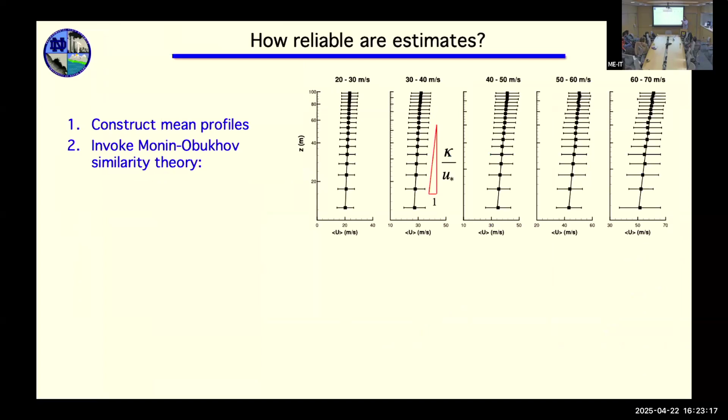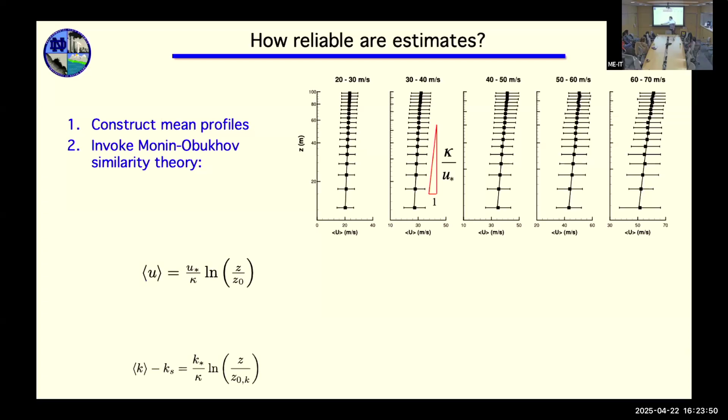And if there's a log layer, MO theory or just log layer theory would suggest that you'd have a straight line if plotted on a semi-log plot. And remarkably, I say remarkably because I didn't really expect this to work out so well, you get something that looks awfully logarithmic. And then, according to MO theory, the slope of this line would be kappa over U star. And so here's your law of the wall, or your log layer. The mean velocity has a slope of U star over kappa, or however, depending on how you're doing it, which is logarithmic with height, and there's some roughness length.